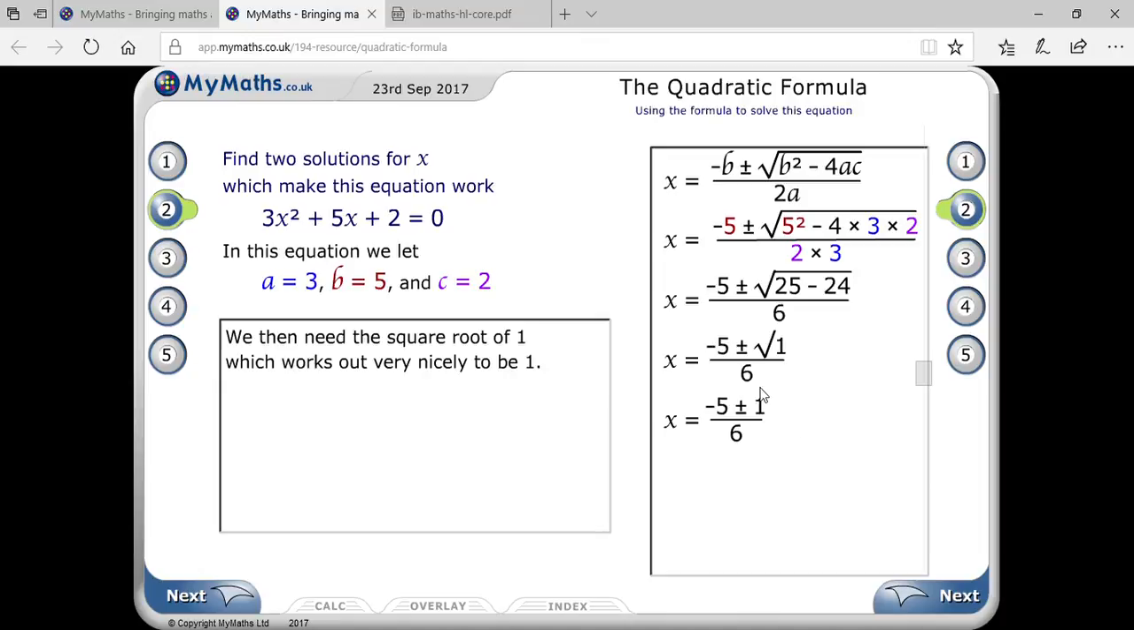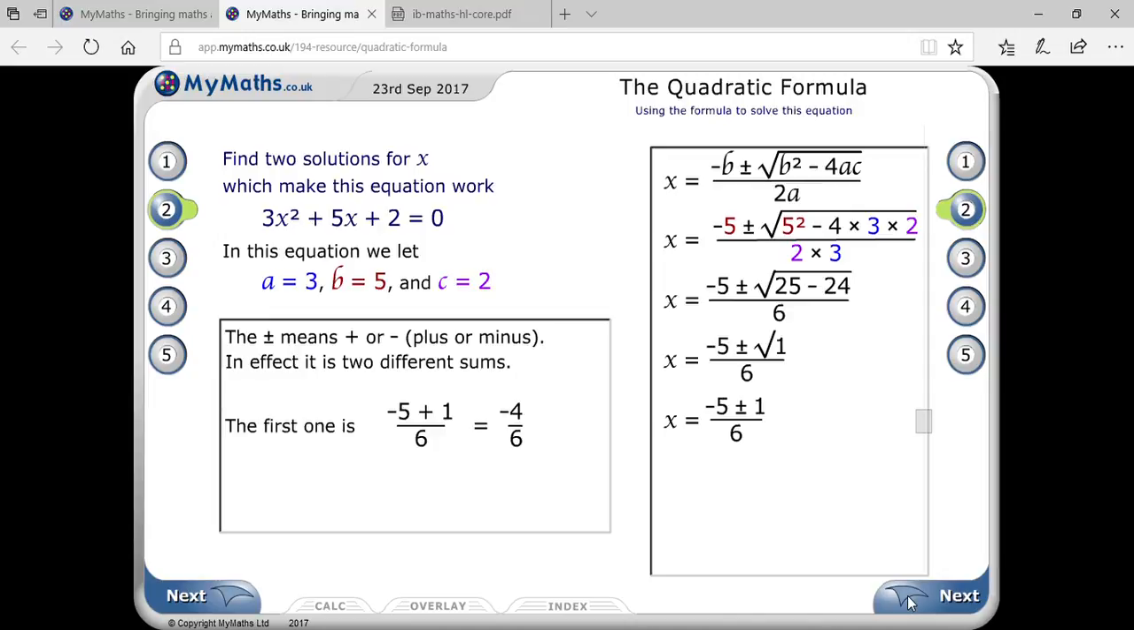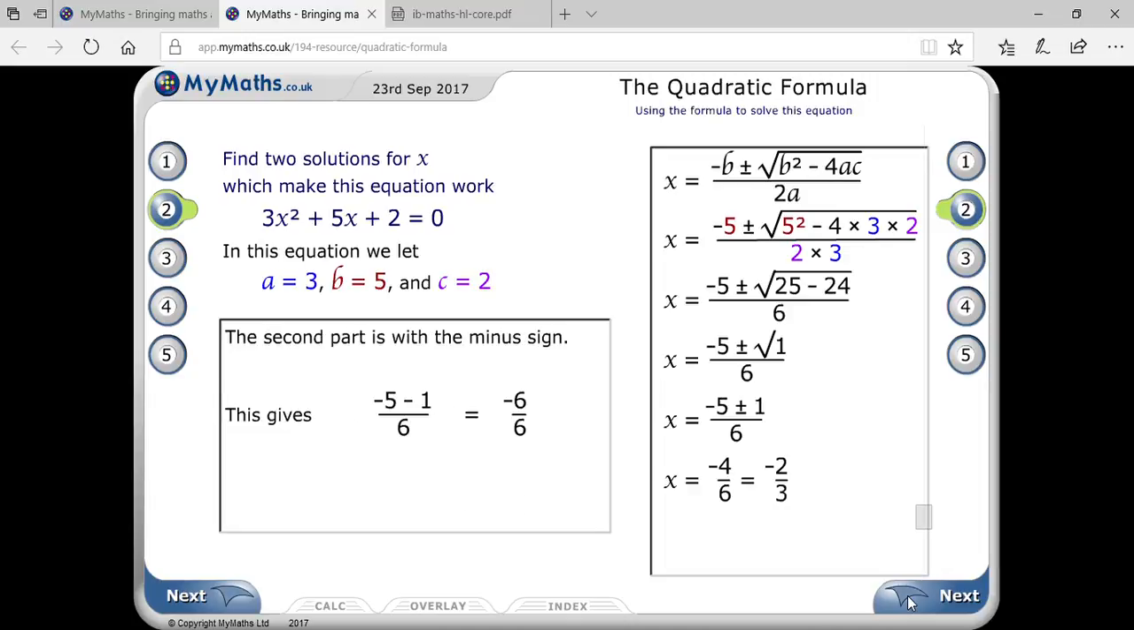It means that one time you have to take plus 1, that means minus 5 plus 1 by 6. So minus 5 plus 1 by 6 gives minus 4 by 6, that means minus 2 by 3. That will be your one value. And when you take minus 1, then minus 5 minus 1 is minus 6. Minus 6 by 6, you will get minus 1.